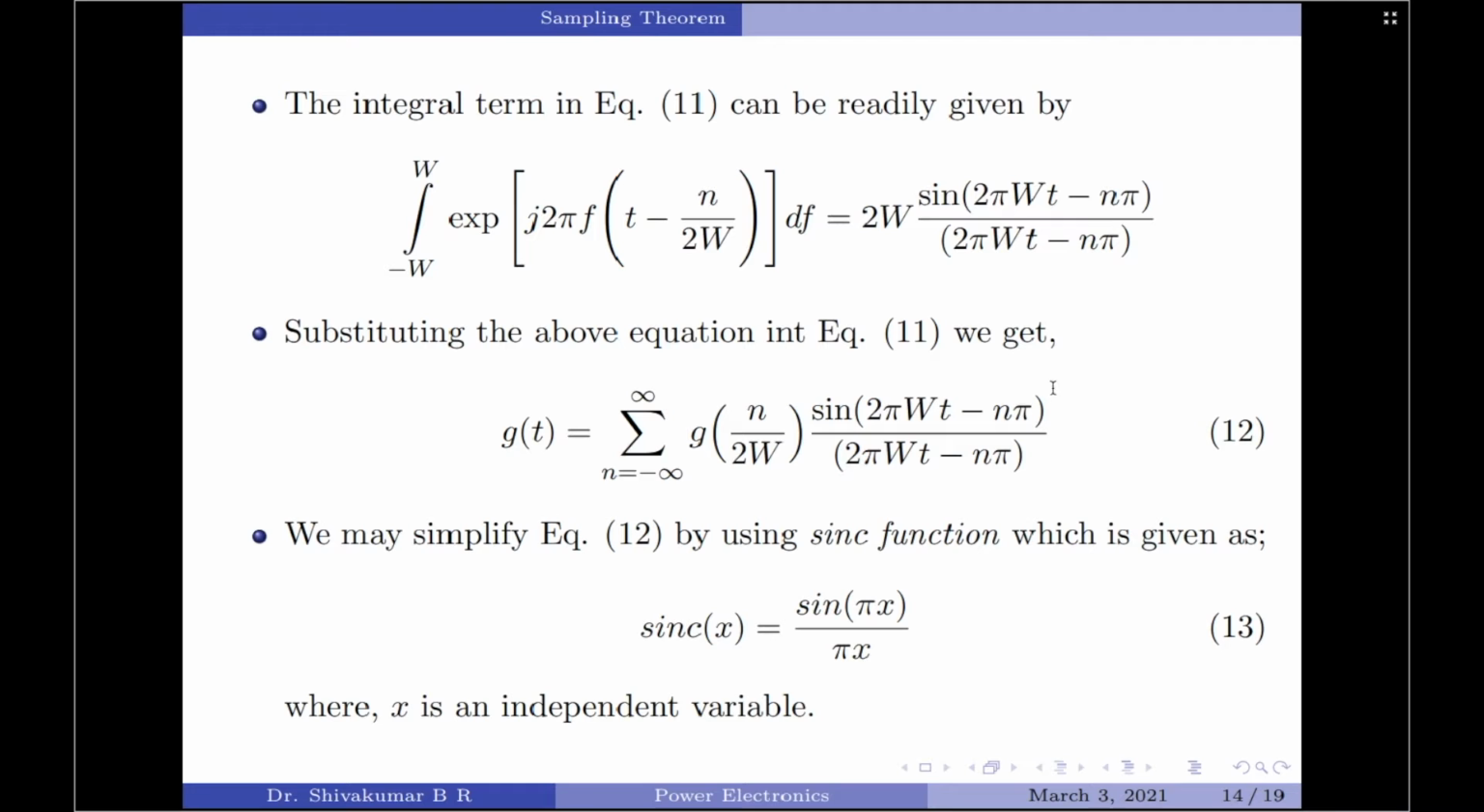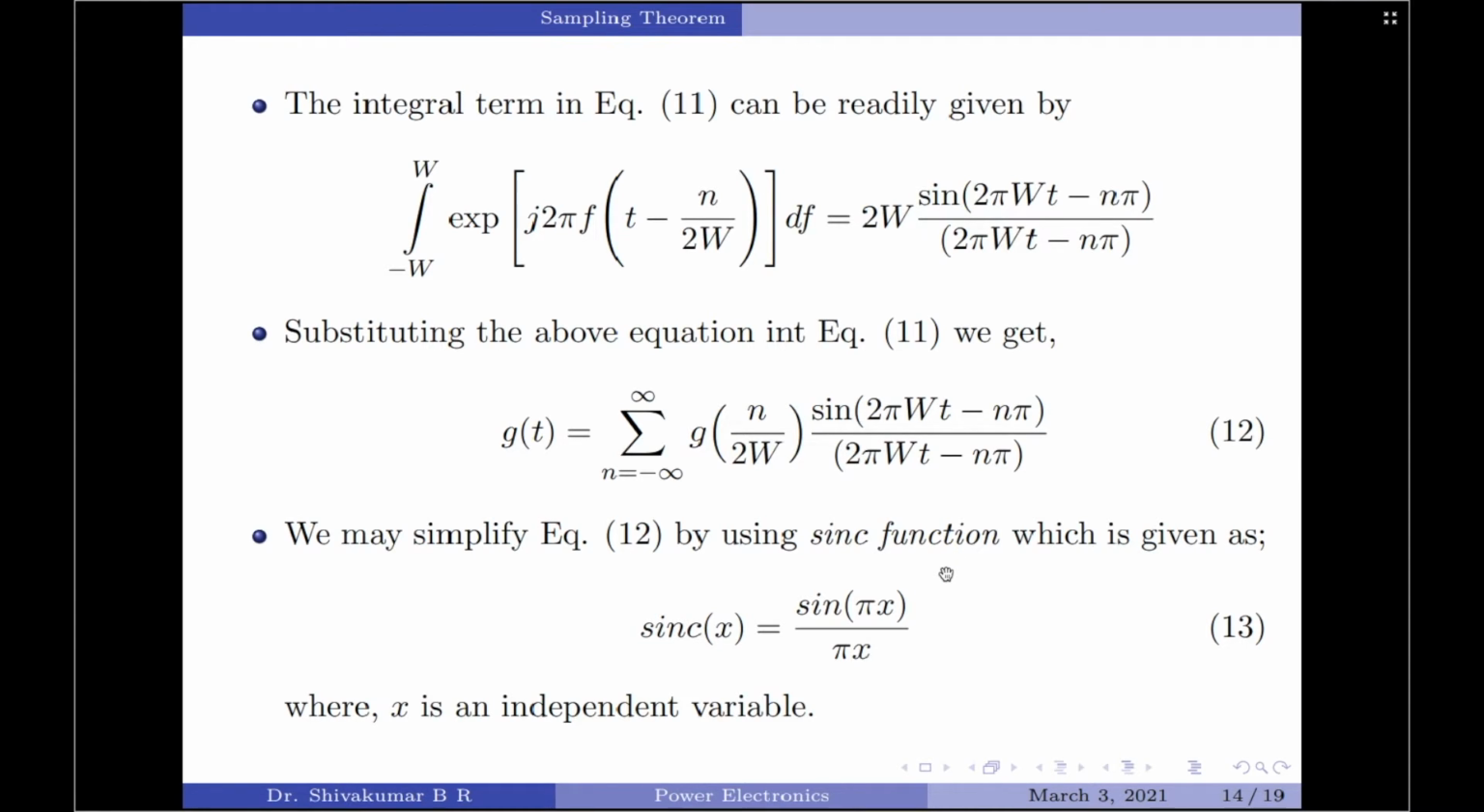Further, equation 12, which is generated by substituting the integral term by the sine term, can be simplified by using the sinc function, which is of the form sinc of x equals sine of pi x divided by pi x, where x can be an independent variable. Since we have sine of 2 pi Wt minus n pi, I can take pi as common, and whatever remains, let it be taken as x. The same can be done in the denominator also. If I take pi common, whatever remains can be treated as x.